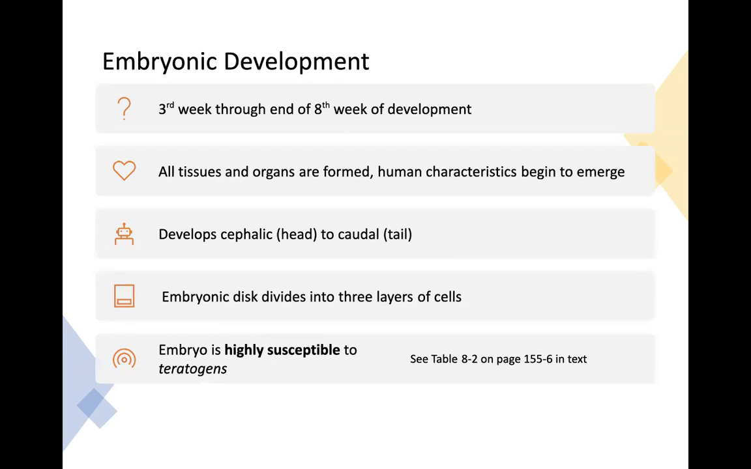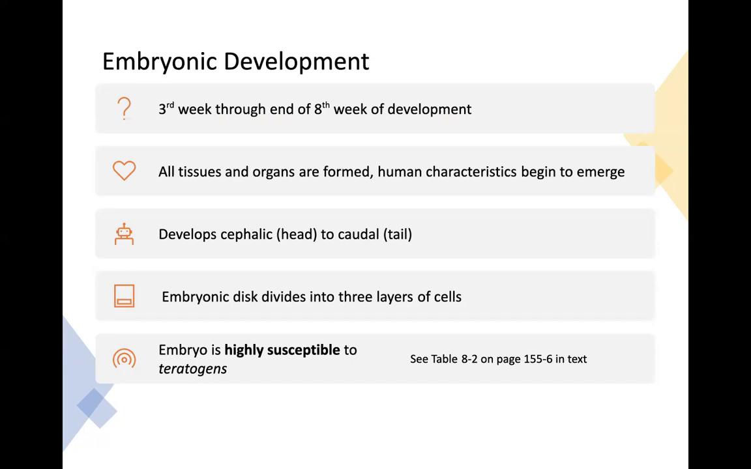Okay, so then we have embryonic development, which happens in the third week and ends in the eighth week of development. So remember, a zygote is 2 full weeks, and then the embryo starts on that third week. All tissues and organs are formed, and human characteristics begin to emerge. This is a period of rapid cell proliferation and differentiation. By the end of the stage, the embryo resembles a human in appearance.